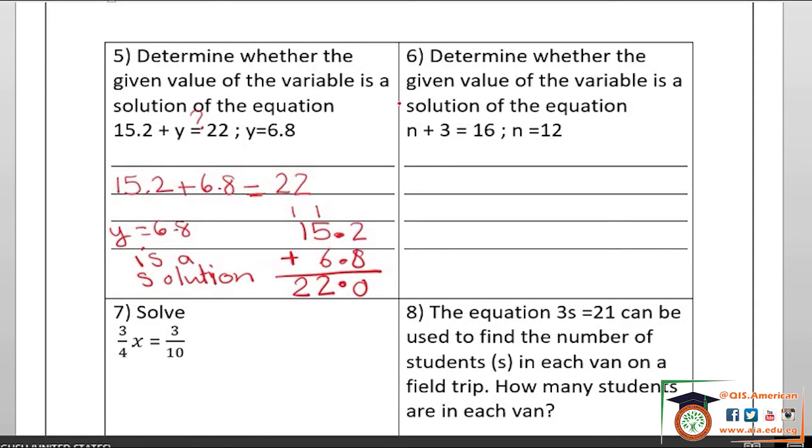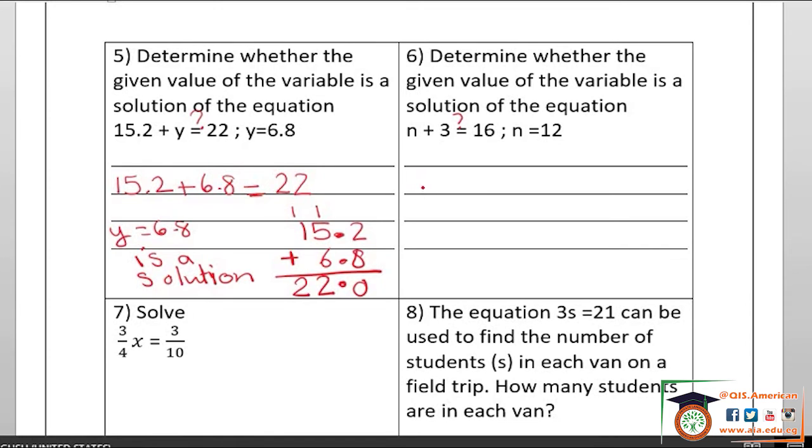Let's look at question number 6. Determine whether the given value of the variable is a solution of the equation. n plus 3 equals 16. He gave you that the value of n is equal to 12. I need to check, will it be equal to 16 or not? So let's plug in or substitute for n.